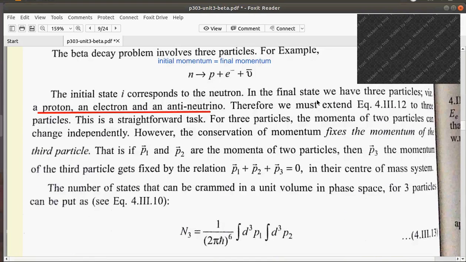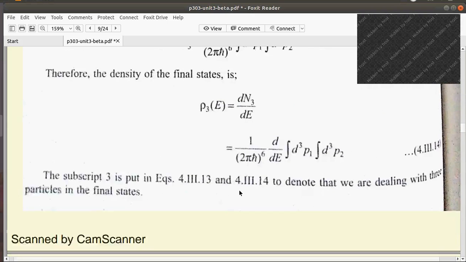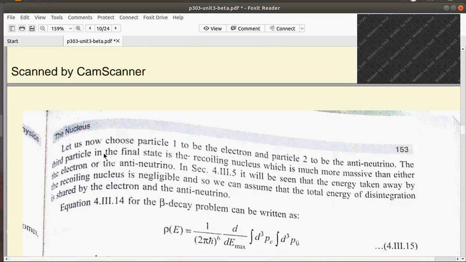Now see, we have three particles: proton, electron and antineutrino. Which are the particles of interest, or whose momentum should we be calculating? P1, P2, so we need to determine which is particle 1 and which is particle 2 of our interest. So let us choose particle 1 to be the electron and particle 2 to be the antineutrino. Now why are they doing it like this? Why is the proton ignored?